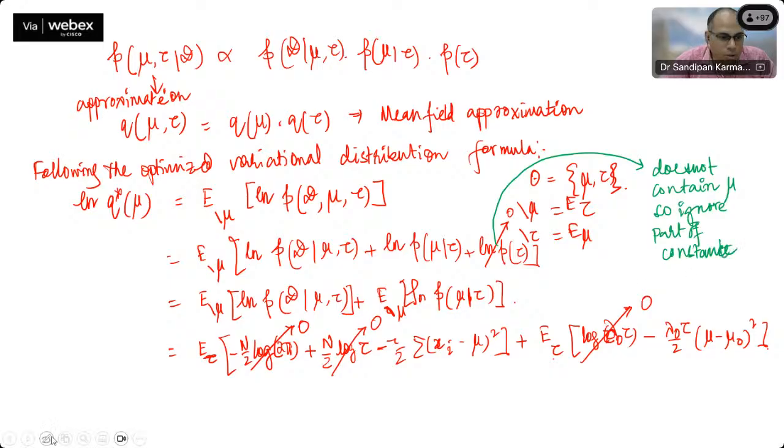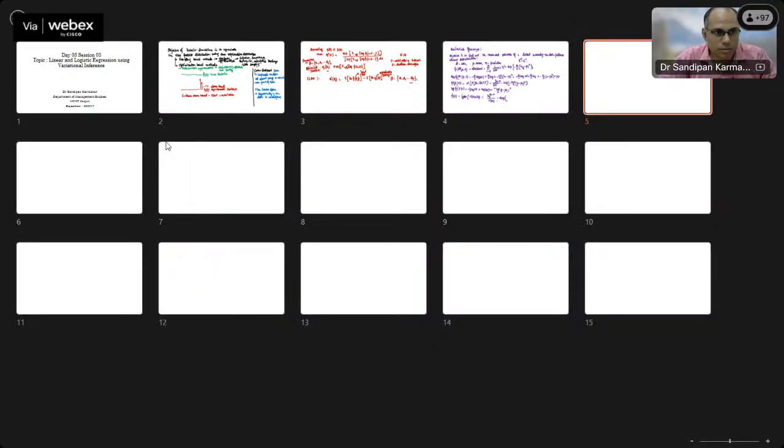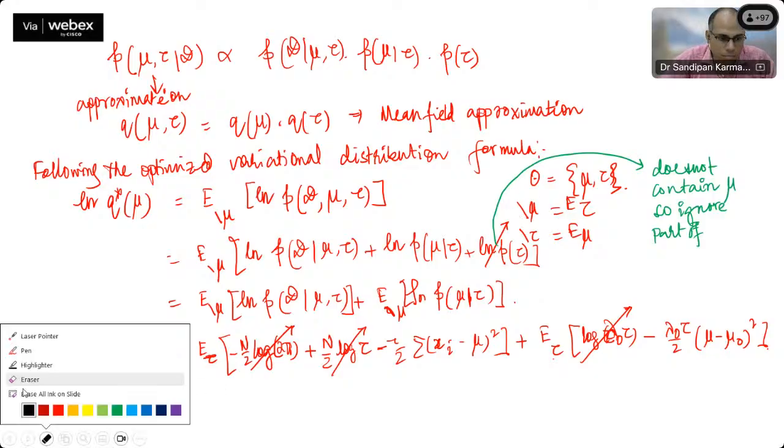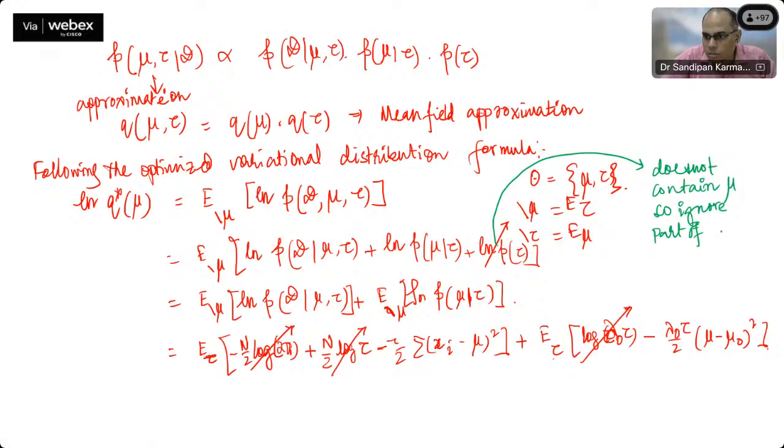So I think it will be better not to write it as 0, so let me just rewrite it. Part of constant. So this is part of constant, this is also constant, this is also constant. Okay, so what is remaining now?